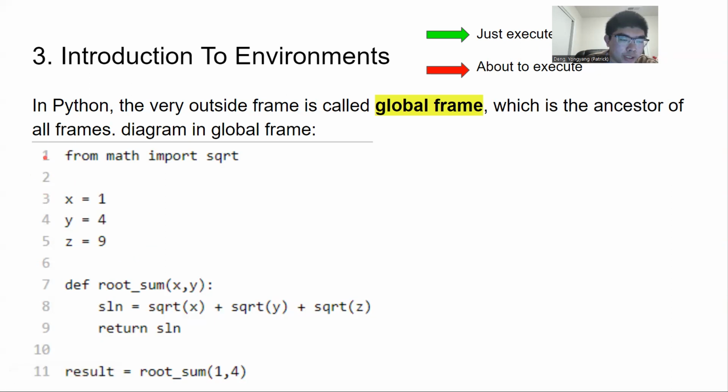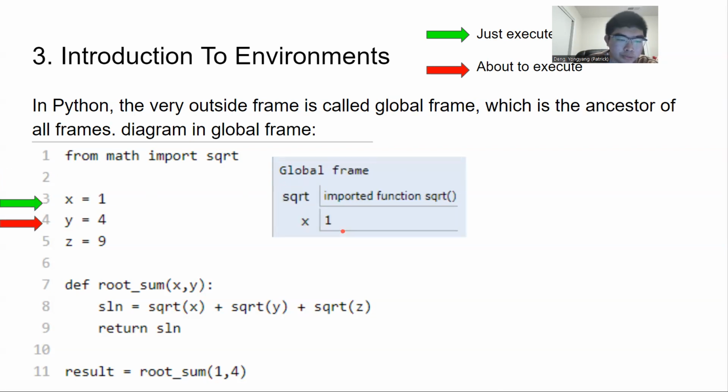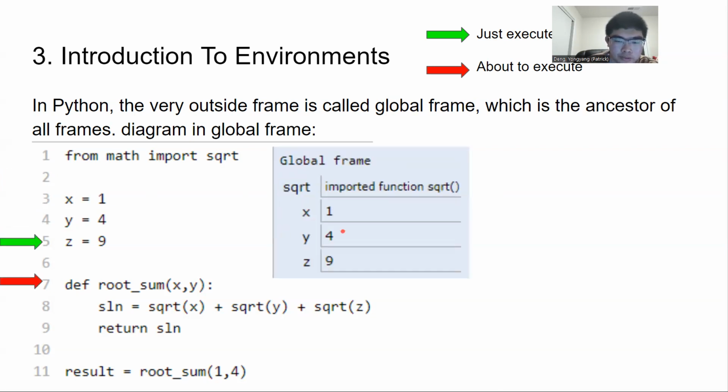We have some initial values and we have the function. The red line is about to execute and the green arrow is the one just executed. So we read x equals 1, y equals 4, z equals 9, and I keep all the values of x, y, z. Then I read the line of a function. So this is the function definition.